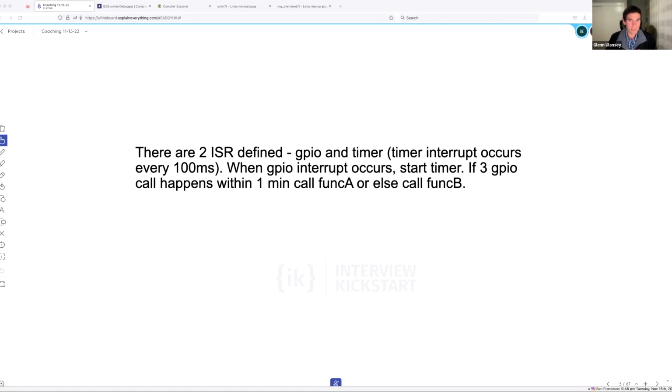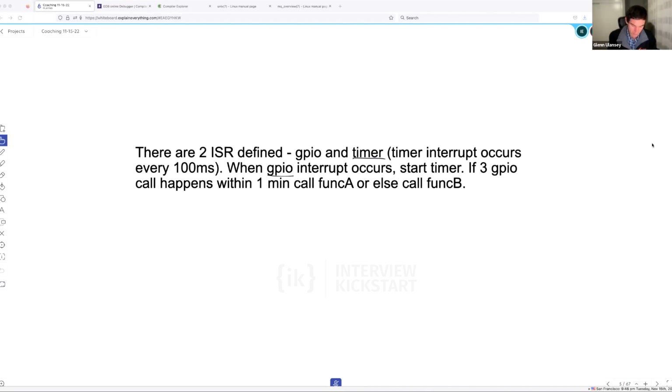And we are being told that the timer routine, the timer callback, the timer function, is being invoked every 100 milliseconds. And then the GPIO routine occurs at some sort of indeterminate interval. So that's the first piece of information that we're given.